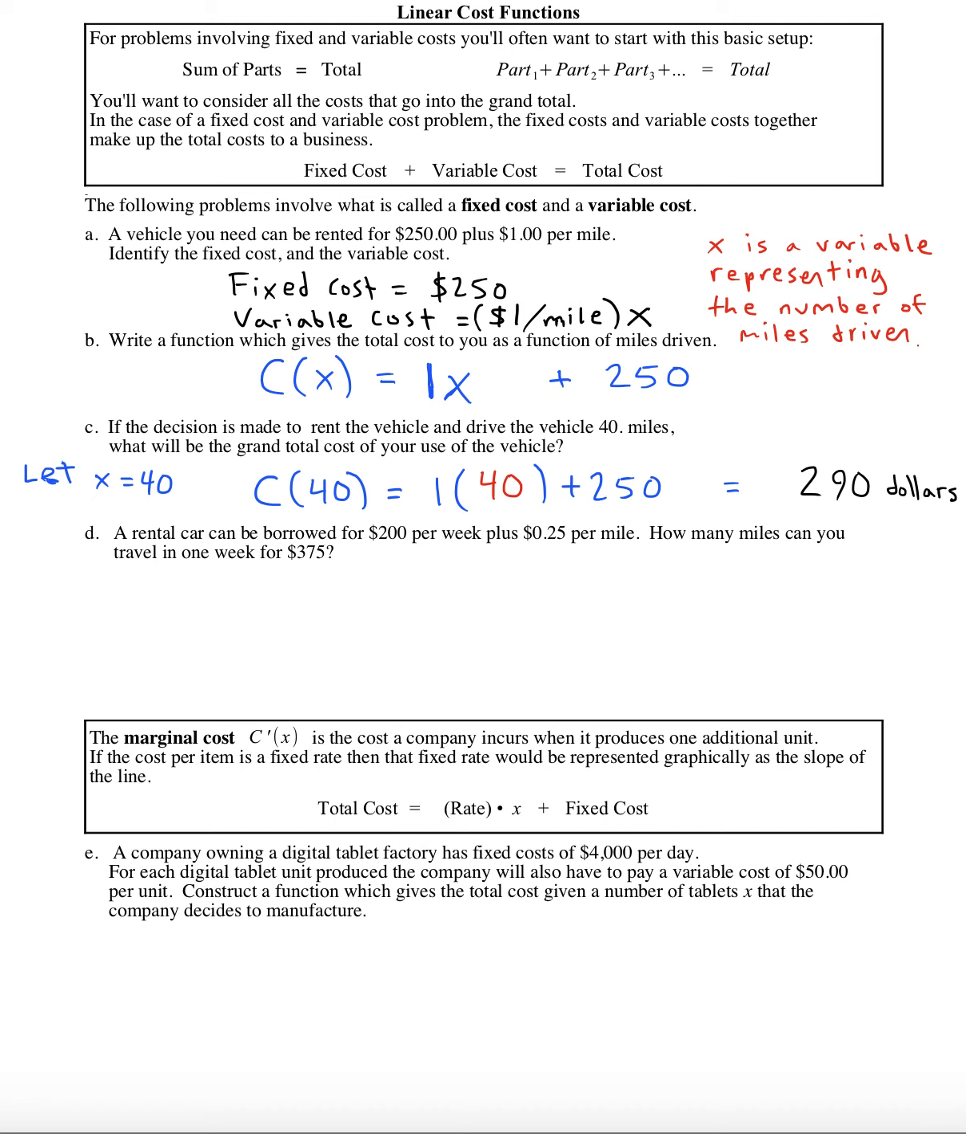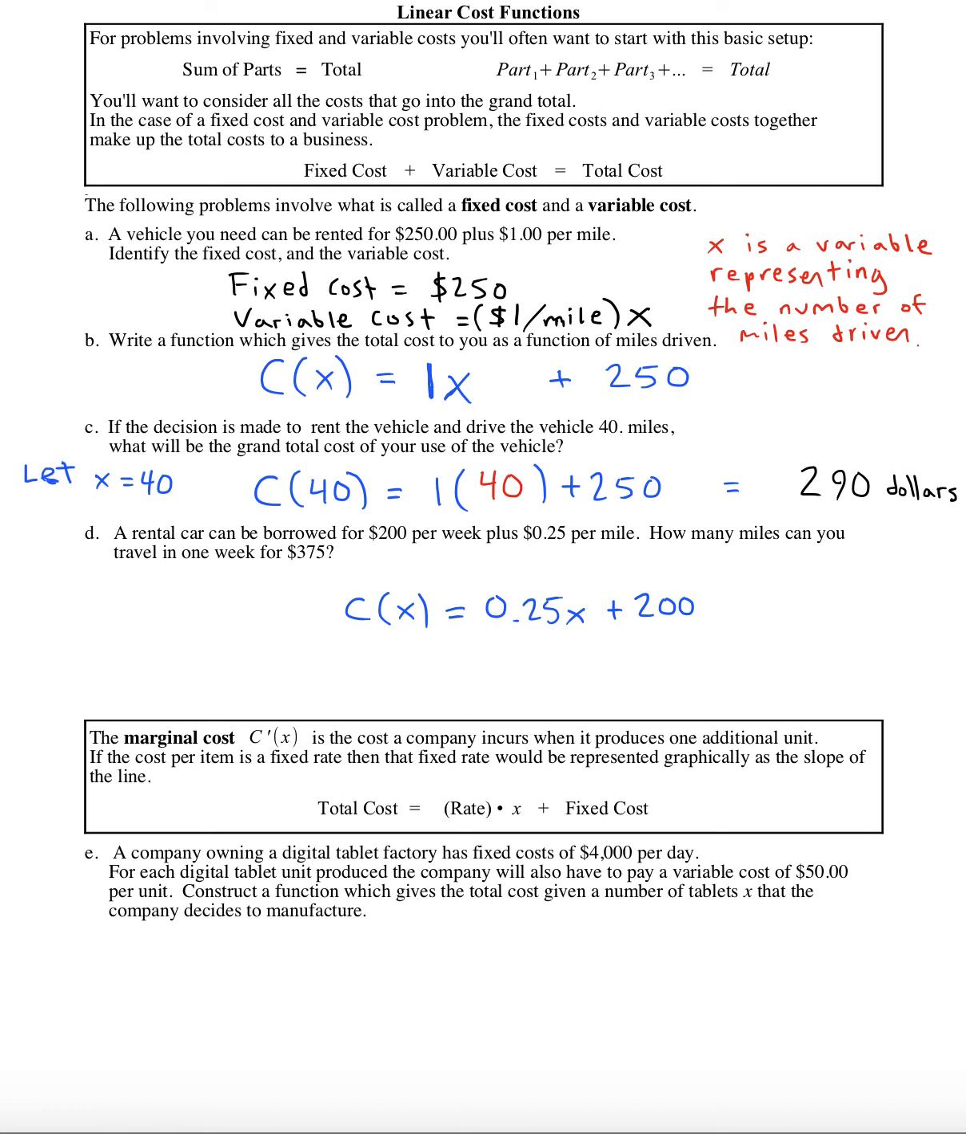Let's say the rental car is borrowed for $200 per week plus 25 cents per mile. How many miles could you travel if you had $375 to spend? Okay, let's start with the general equation. Oops, it's 25 cents per mile. $200 rental fee. Okay, where does the $375 go now? Does it go in the x or does it go somewhere else?